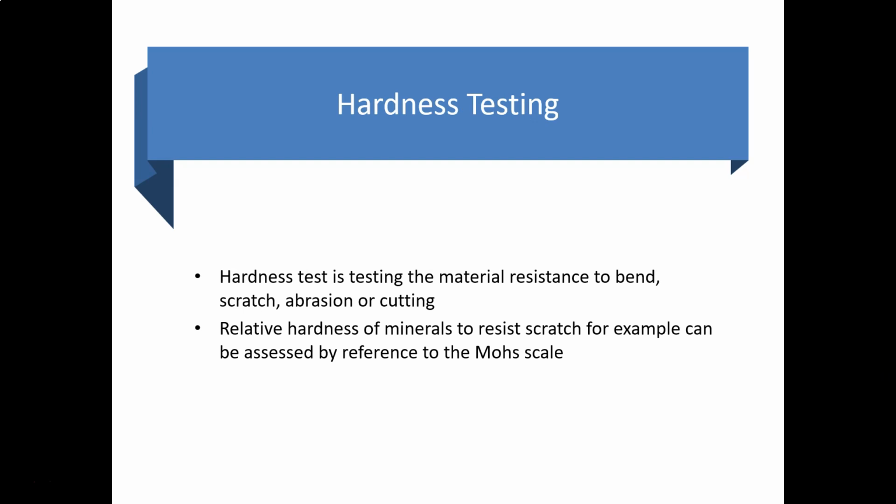Hardness is used to evaluate material properties such as strength, ductility, and wear resistance. Hardness test is a testing method for testing the material's resistance to bend, scratch, abrasion, or cutting. Relative hardness of minerals to resist scratch, for example, can be assessed by reference to the Mohs scale, which ranks the ability of a material to resist the scratch by another metal.